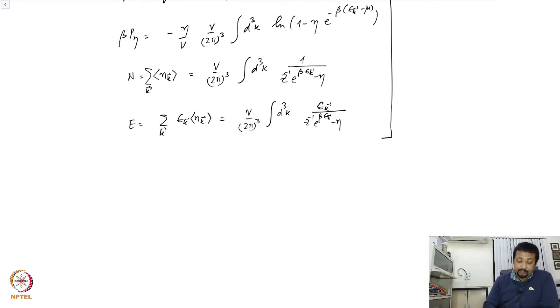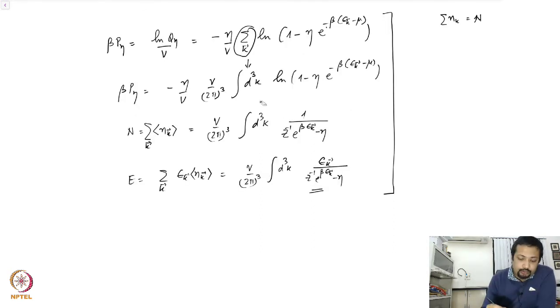Note that I have missed out the degeneracy factor, which is g over here. So for example, if you're looking at a fermionic system with each particle having a spin s, then this degeneracy factor is 2s plus 1. That needs to be accounted for. Good. So we will take these expressions and we will proceed further.